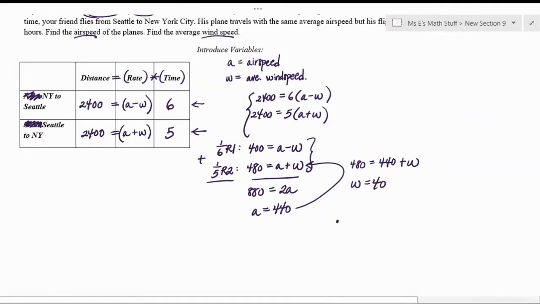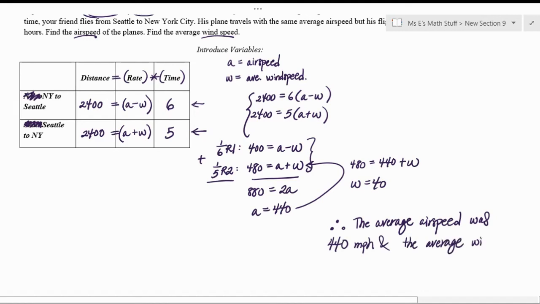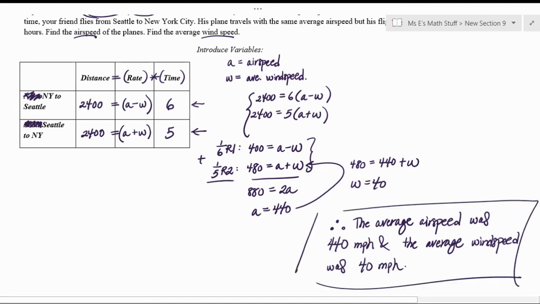So the conclusion would be, therefore, the average airspeed was 440 miles per hour, and the average wind speed was 40 miles per hour. There we go. Hopefully that makes sense.